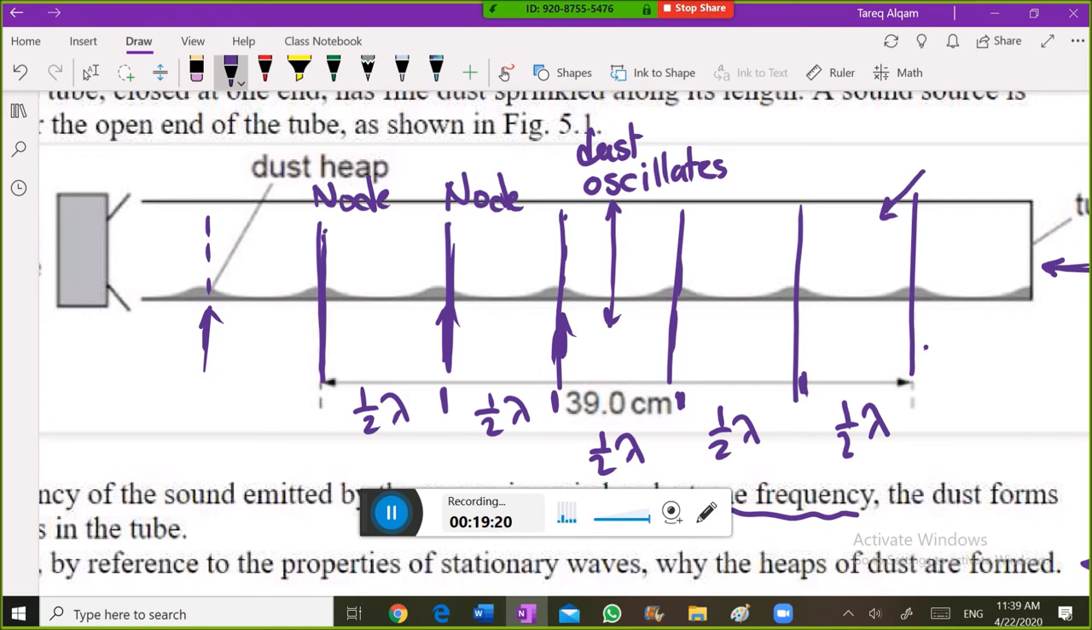What I mentioned before, guys, before carrying out any calculation that is related to standing waves, we have to find the distance between the successive nodes. And this distance will be equivalent to half lambda. Any question about that, guys? Is it clear?